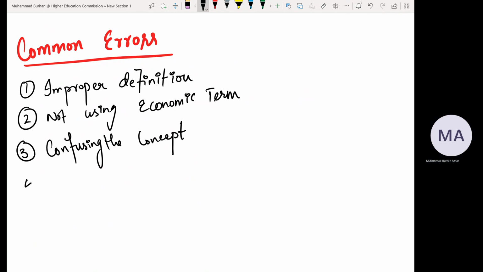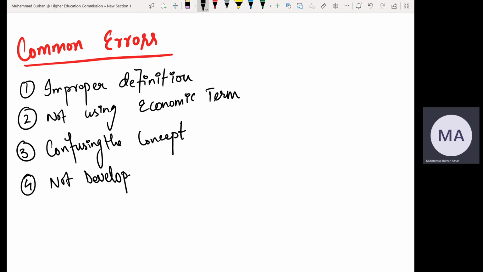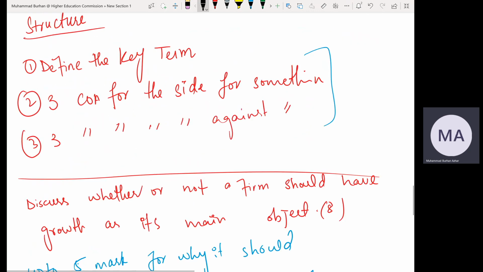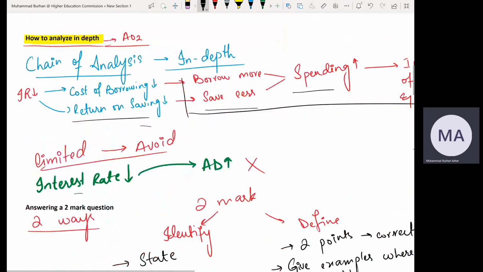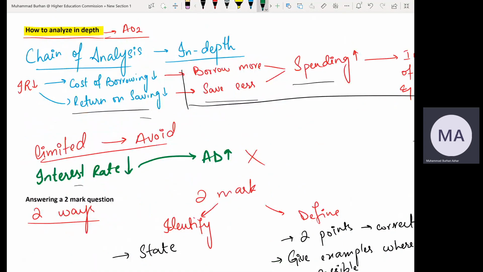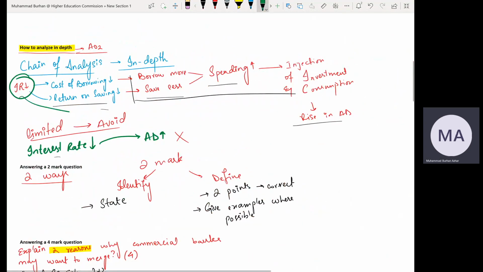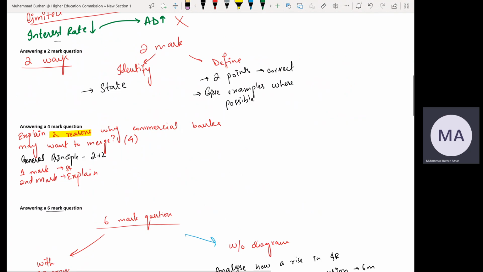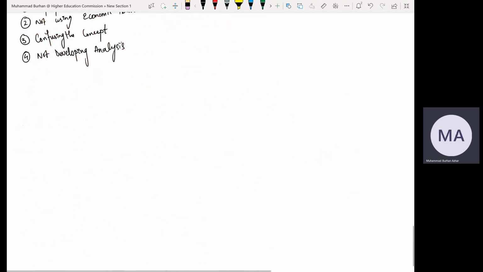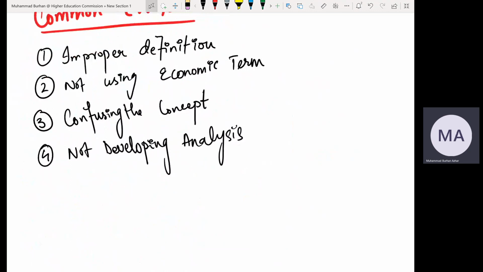ठीक है? The fourth thing is not developing the analysis. जब हमने chain of analysis की बात की थी, so jumping from one thing to another is not a good thing. ठीक है? Let me go back to the chain of analysis part. If you jump directly from here to this aggregate demand thing, you won't score good marks. You have to go link by link. You have to go step by step approach. ठीक है? So not developing analysis is a huge blunder.